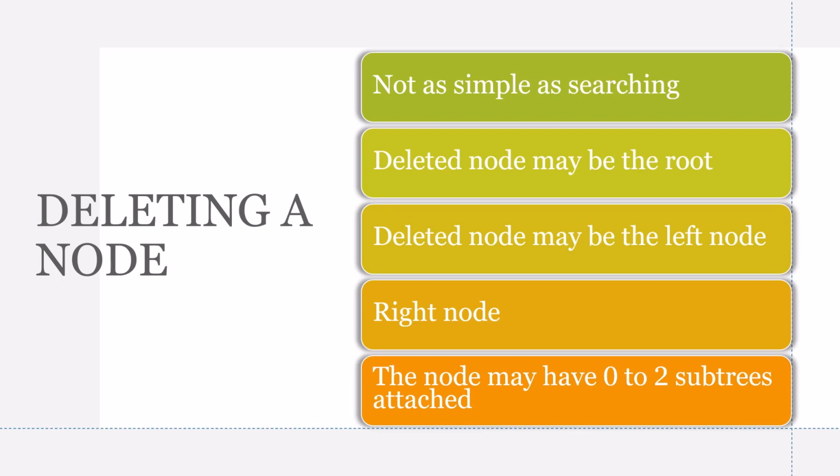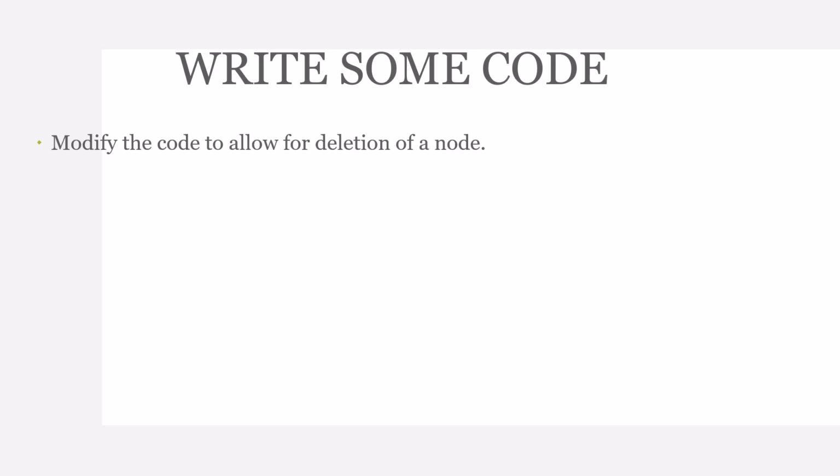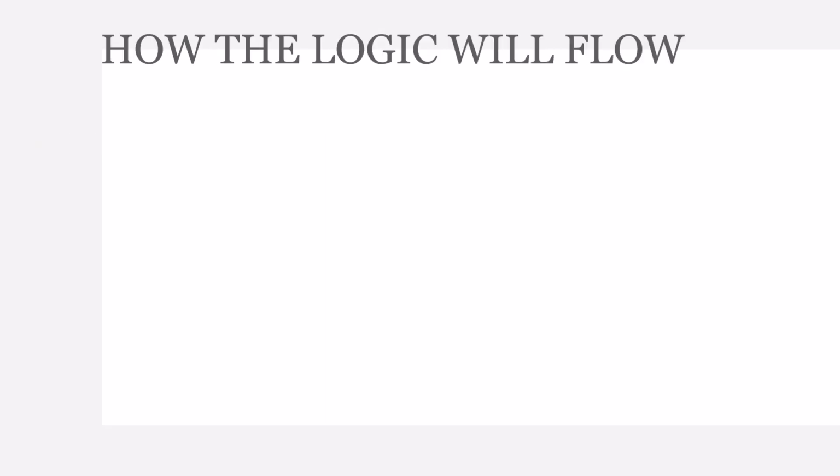The best way to understand deletion of a node is, of course, to write code. So modify the code to allow for deletion of a node. But before we get down to writing the code, let's look at the visuals of some of the situations we have to take care of. So first of all, let's say we have a situation like this.